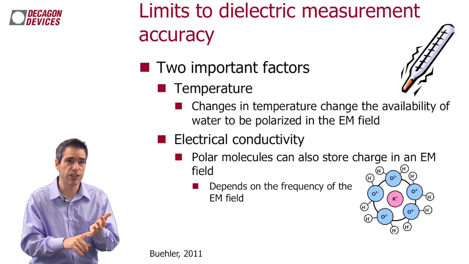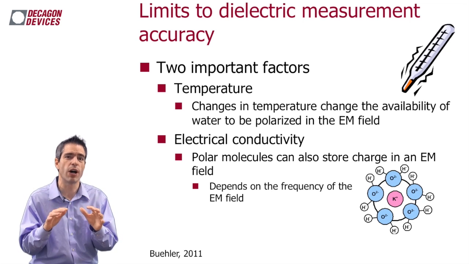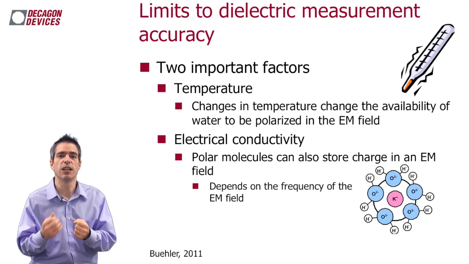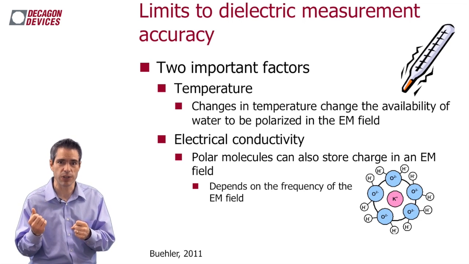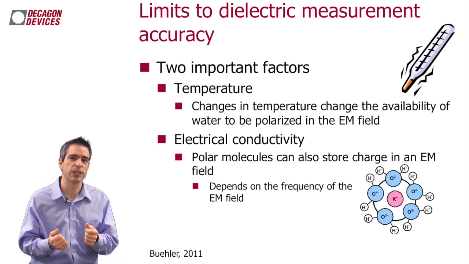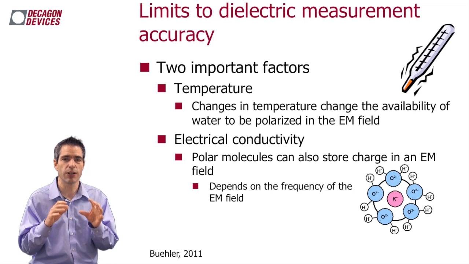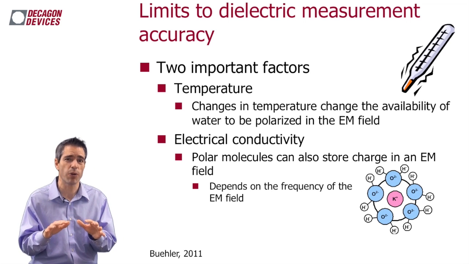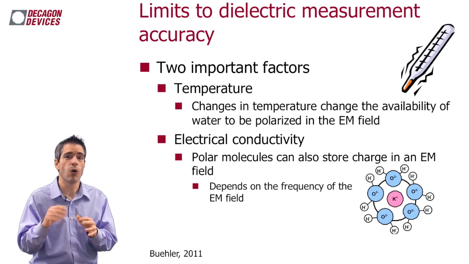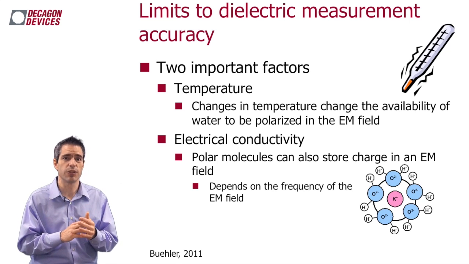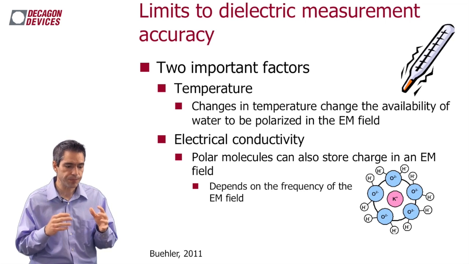Things like temperature. Temperature can change the availability of water to be polarized in the electromagnetic field. And there are a lot of papers that are written out there on this subject. And I encourage you, if you want to know more about it, to look out there, or as I'll talk about at the end of this presentation, jump on a forum and start a discussion on the fact.